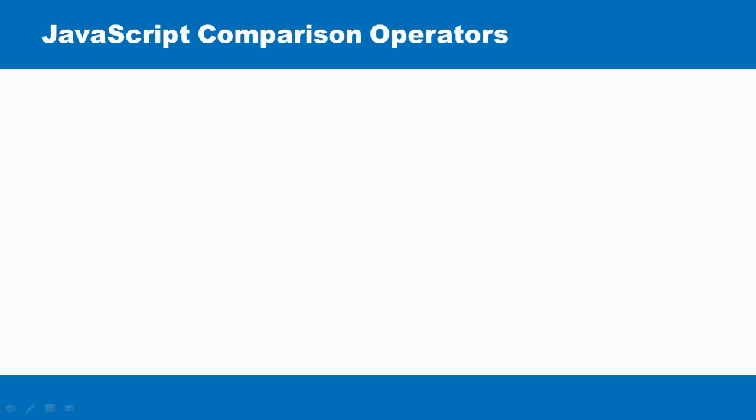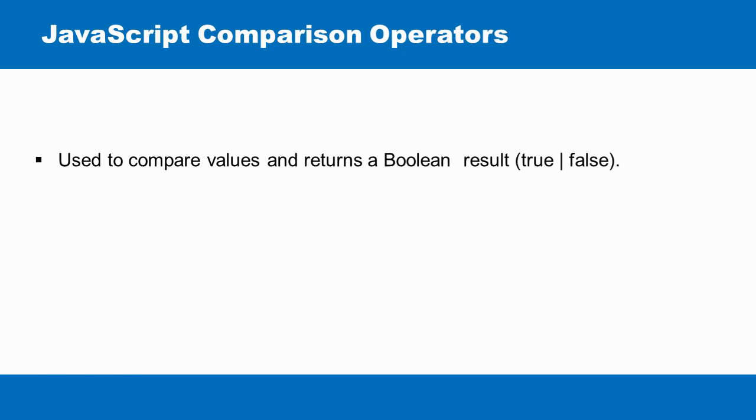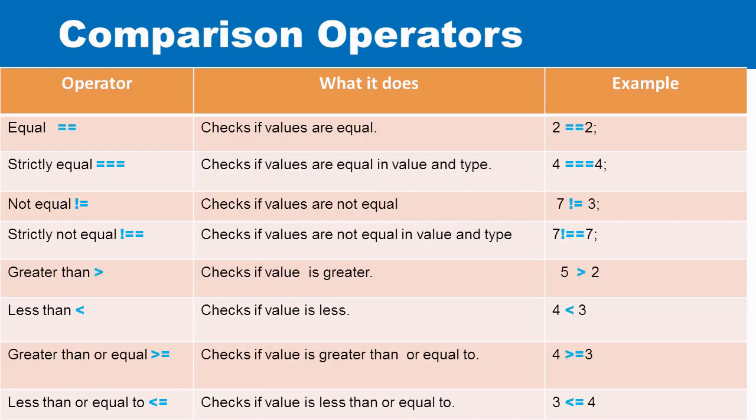JavaScript comparison operators are used to compare values and will return a Boolean result. Boolean basically means true or false. So when you use JavaScript comparison operators, it will always return either a true value or a false value. This is a basic table illustrating some comparison operators.